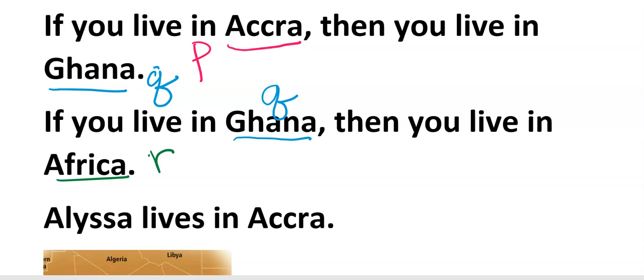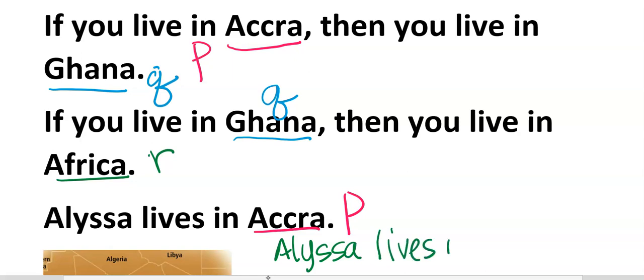But then they switch it out, and then they get specific about a specific person. So it looks different, doesn't it? Initially they had the if-then statements. Basically, you're going to talk about somebody that lives in Accra and conclude that they live in Africa because the middle two letters are the same. The only thing they're doing is getting specific with the person. So Alyssa lives in Accra. That's talking about the P part. So we're going to assume that she lives in Africa. So we're going to go Alyssa lives in Africa.